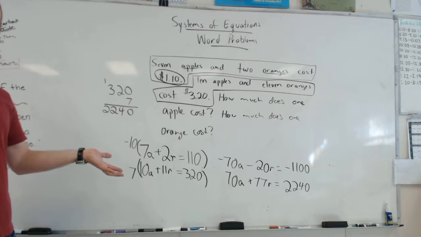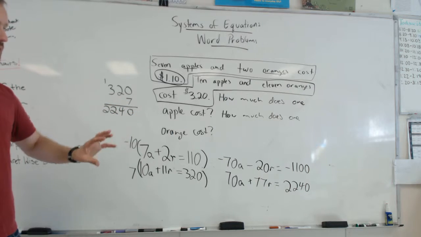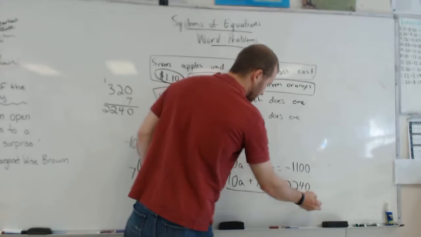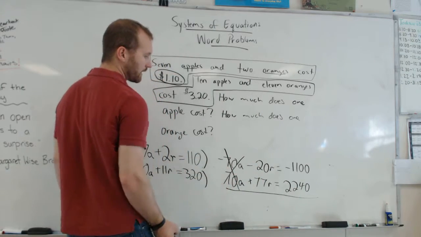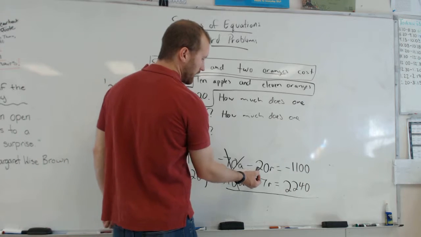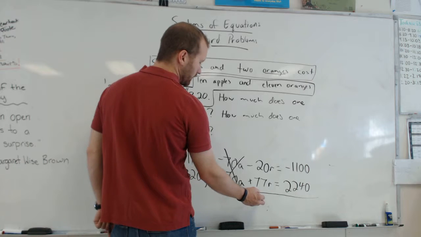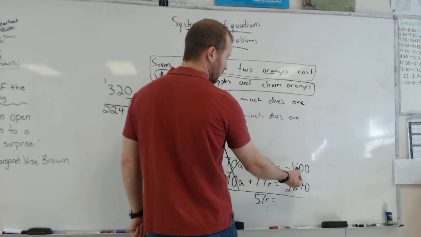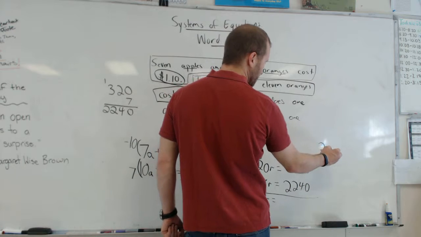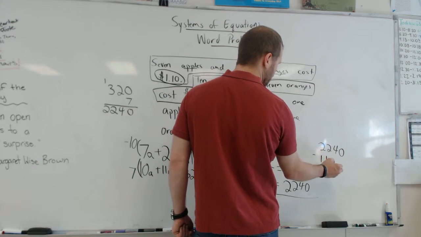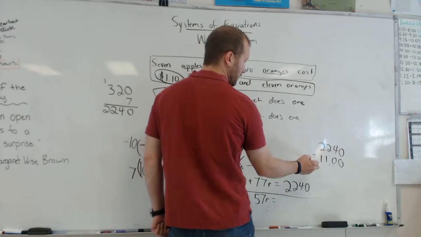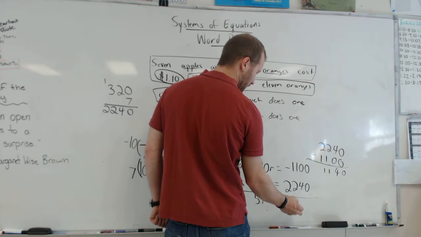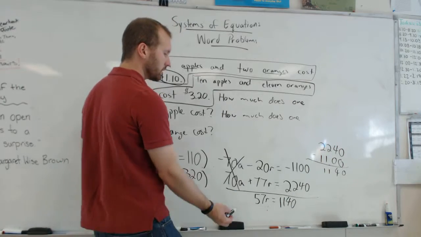Now I add my equations together. And this is the part that's reviewed. So you may want to go back and look at the video or your notes about solving systems of equations to review this. So when I add these together, 70a and a negative 70a gives me 0. Negative 20r and a positive 77r is going to give me 57r. And then 2240 minus 1100. So I'm doing this the opposite way because it's easier. I'm thinking about it like this. But it's the same thing. And that's going to give me 1140. So now what do I need to do to solve for r?